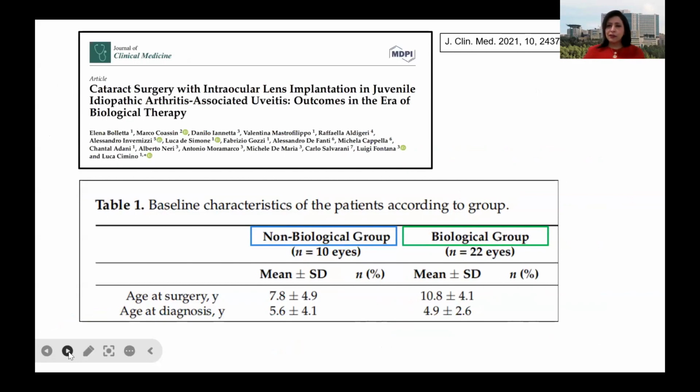This is a more recent study from 2021, and this study wanted to show us the outcomes in the era of biologic therapy. So the patients in this study were stratified into two groups: the non-biologic group that received the antimetabolites and perioperative steroids, and the biologic group that received biologic therapy and the antimetabolites. You see the age at diagnosis was pretty similar between the two groups, around 5 years, whereas the age of surgery was older for the biologic group. They were around 11 years versus 8 years for the non-biologic group. So probably they were better controlled with regard to the inflammation.